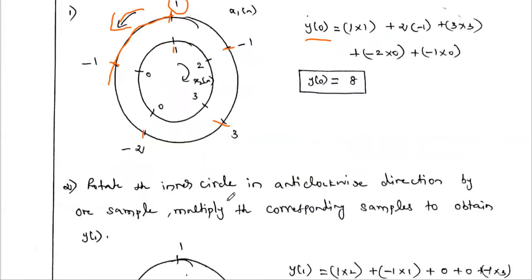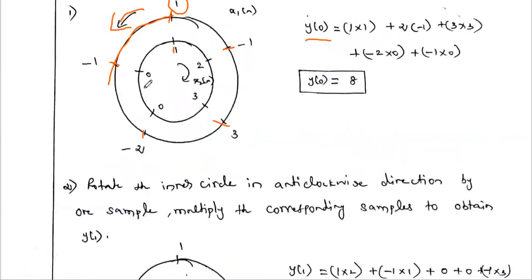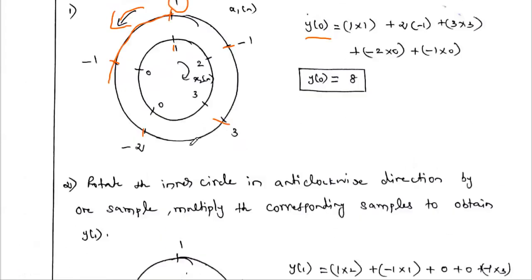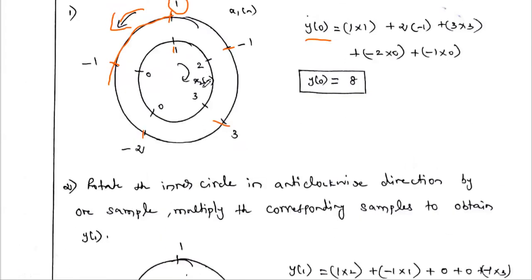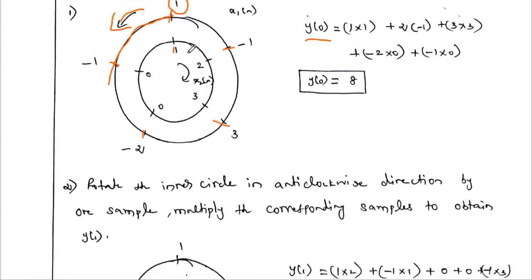Similarly, what is the next step? Rotate. The outer circle has no change. For all steps, the outer circle remains constant. The values in the outer circle remain constant. We have to rotate the inner circle only. So you just rotate this inner circle by 1 position in an anti-clockwise direction. The first time we write the values in the inner circle in a clockwise direction, but the rotation we have to do in the reverse way, that is anti-clockwise direction. So you just rotate this inner circle by 1 position anti-clockwise.